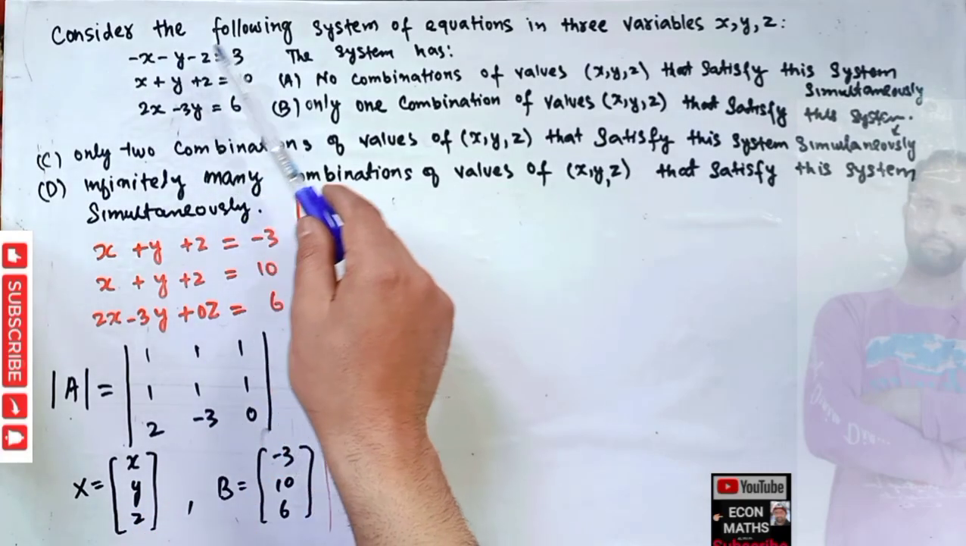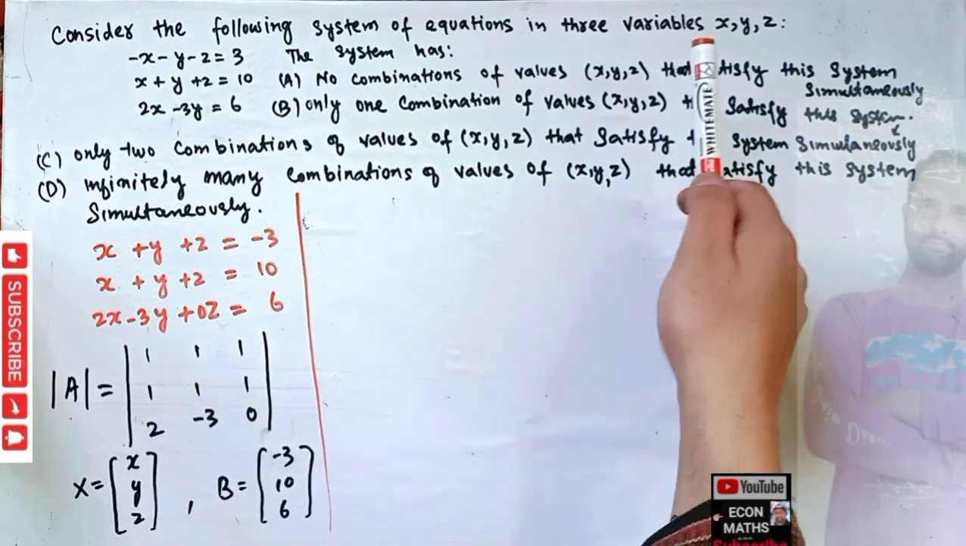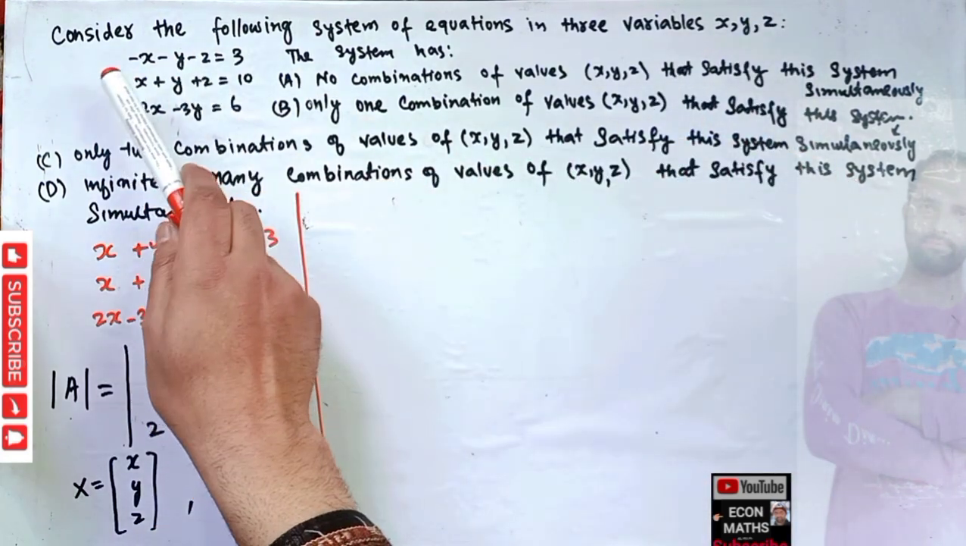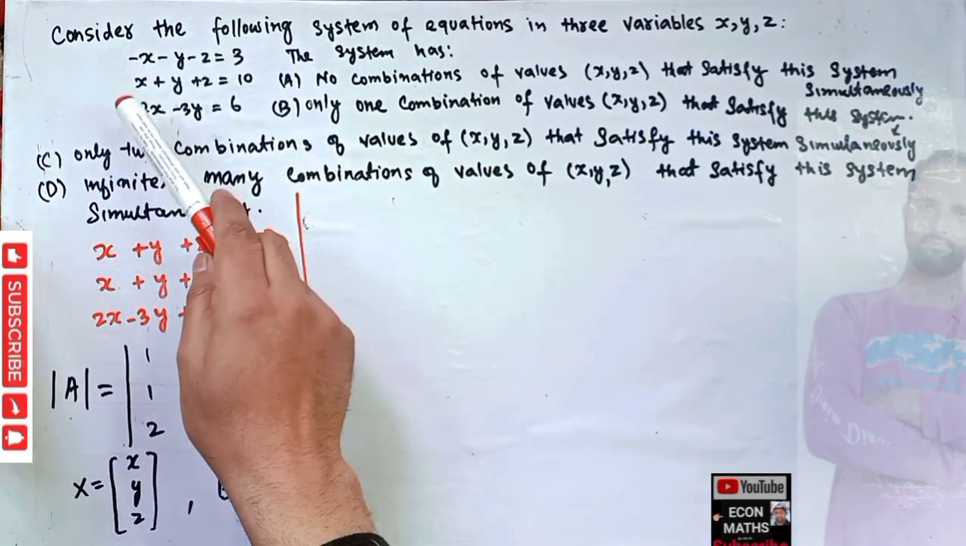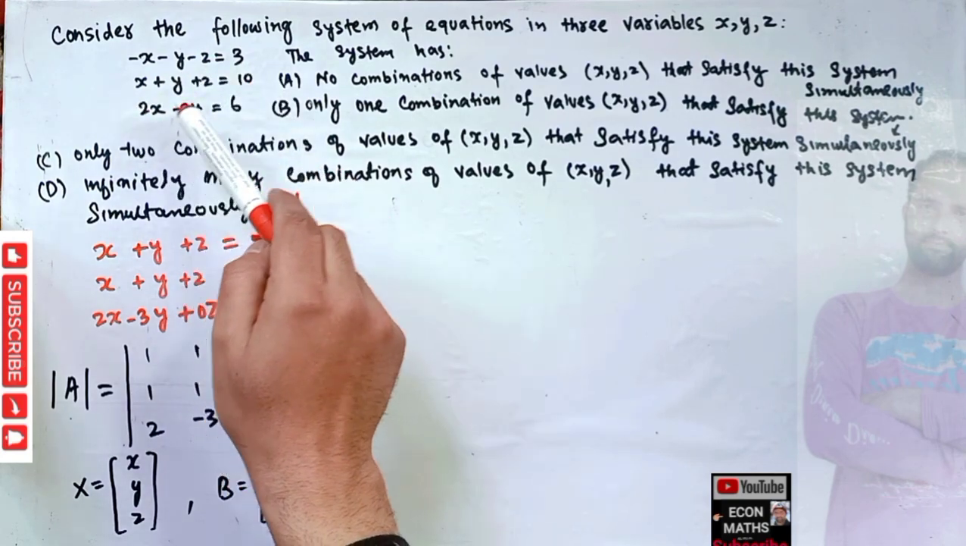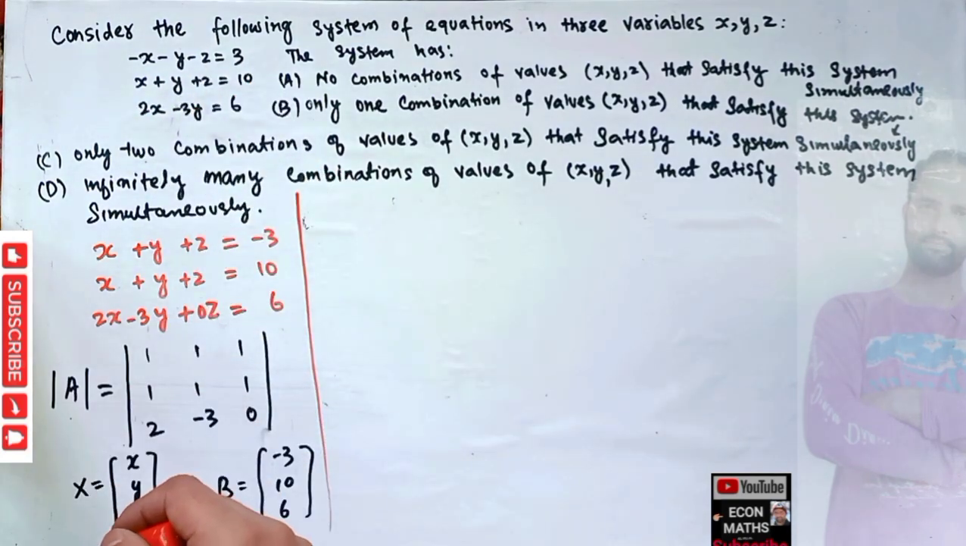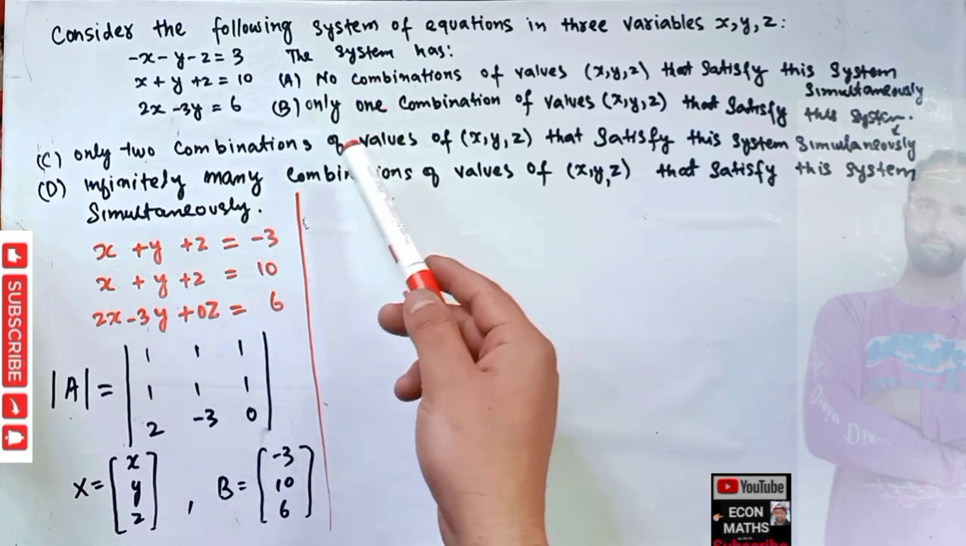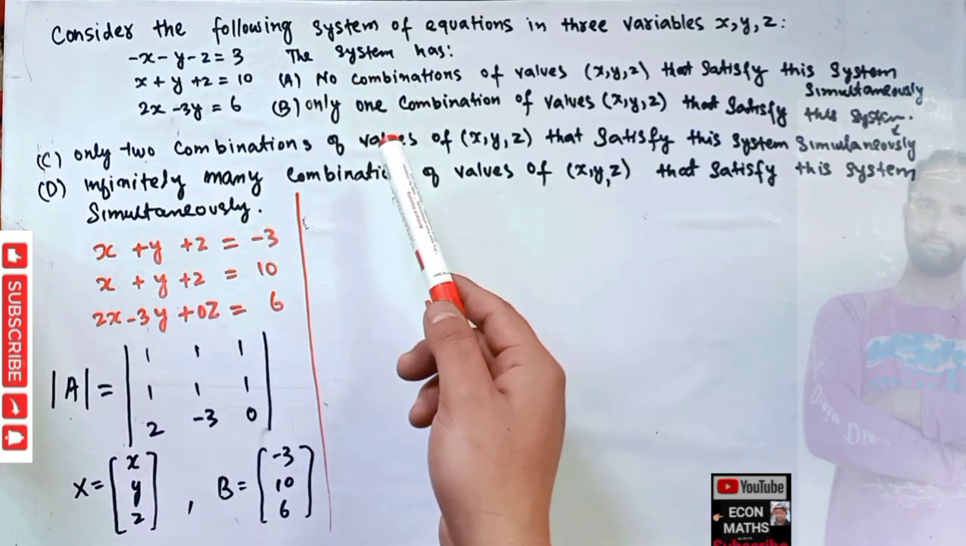The next question is: consider the following system of equations in three variables x, y, z. We have minus x minus y minus z is equal to 3, x plus y plus z is equal to 10, 2x minus 3y is equal to 6. We have to find out which of the following options is correct.